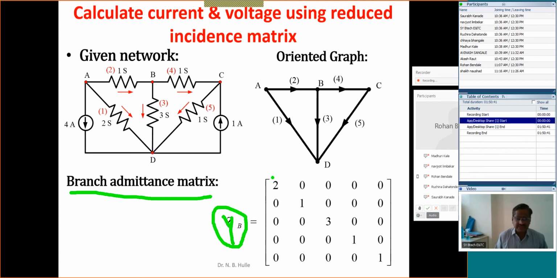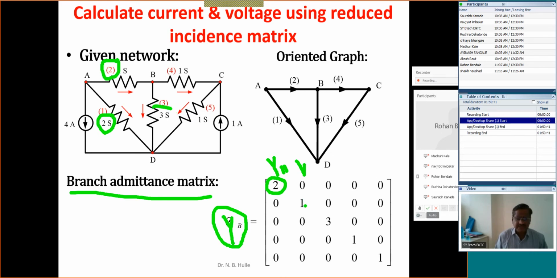Now look at, this is 1 1, that is Y11. Actually, how will be the names? This will be the Y11, this will be the Y12, and so on. This is the admittance of the first branch. What is the admittance of the first branch? First branch is this, its admittance is 2 Siemens. For branch number 2, how is this admittance? 1 Siemens. Here it is 1 Siemens.